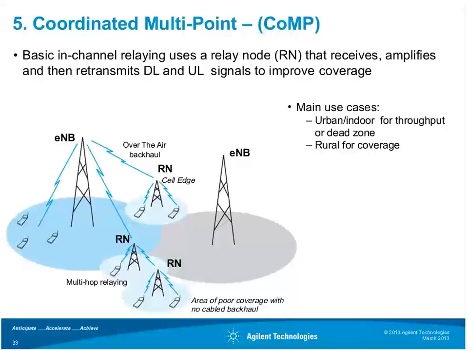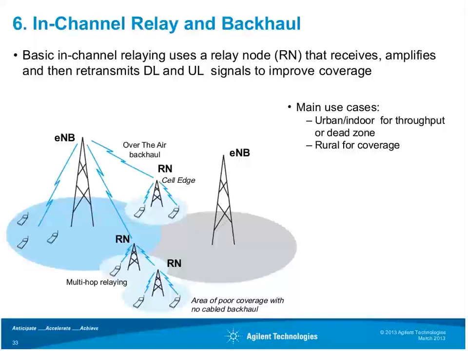Another method for improving coverage in difficult conditions is the use of relaying. So the main use for relays is to improve urban or indoor throughput, or to add dead zone coverage, or to extend coverage in rural areas. The most basic method is a radio repeater, which receives, amplifies, and then retransmits the downlink and uplink signals. So in this figure, the repeater could be located on the cell edge or in some other area of poor coverage. Radio repeaters are relatively simple devices operating purely at the RF level, so they don't have the signaling, they just transmit the signaling directly.